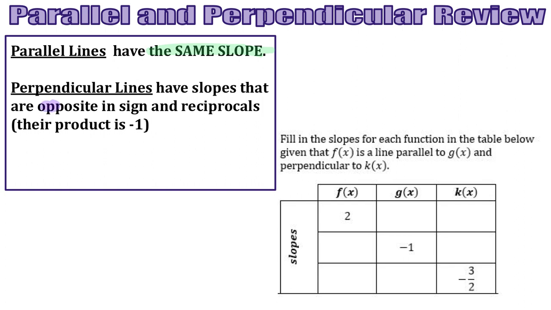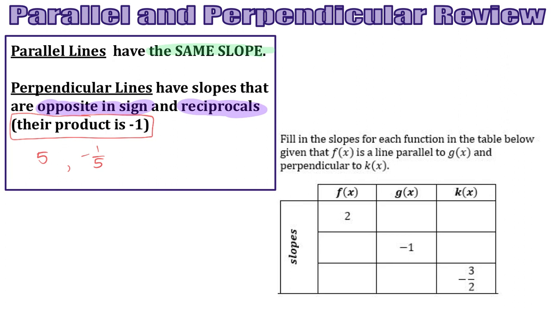They have slopes that are opposite in sign. So one of them is positive and one of them is negative. And they are reciprocals, meaning it's like you flip the fraction. So for example, 5 and negative 1/5 would be perpendicular slopes. A quick way to see that is that if you multiply them together, you should get negative 1.